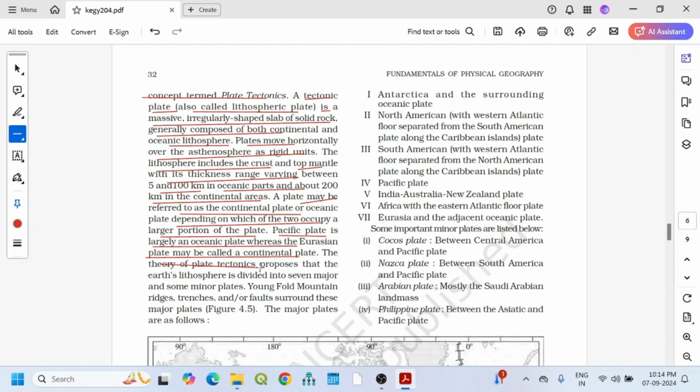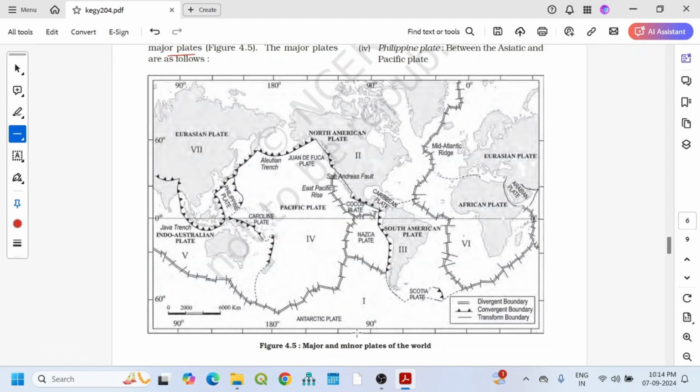The theory of plate tectonics proposes that the Earth's lithosphere is divided into seven major and some minor plates. Young fold mountains, ridges, trenches, and or faults surround these major plates. Major and minor plates of this world. This symbol shows the divergent boundary. This is the divergent boundary.